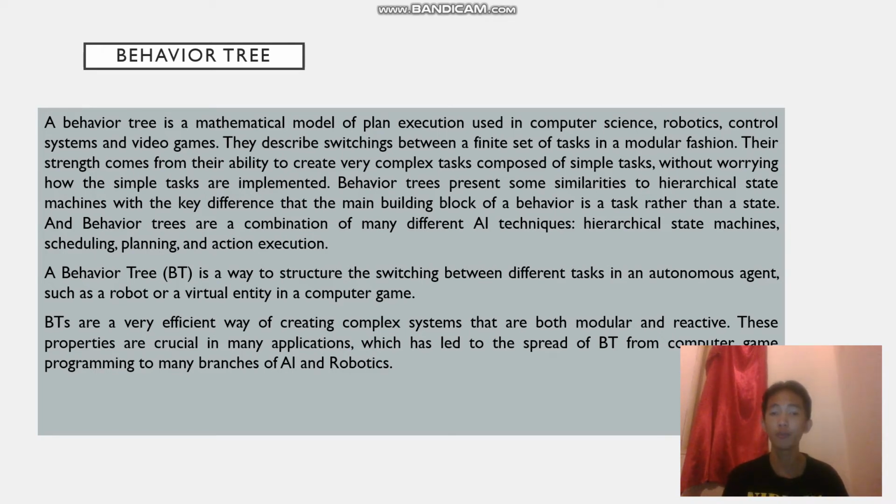And behavior trees are a combination of many different AI techniques like hierarchical state machines, scheduling, planning, and execution. Behavior tree or BT is a way to structure the switching between different tasks in an autonomous agent, such as a robot or a virtual entity in a computer game. BT is a very efficient way of creating complex systems that are both modular and reactive. These properties are crucial in many applications, which has led to the spread of behavior trees from computer game programming to many branches of AI and robotics.